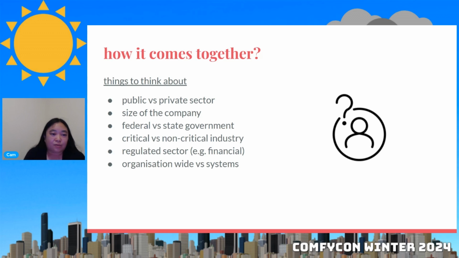So how does this all come together at the end? Things to think about. How do you know what applies to you, or what may apply to your organization or where you work? Are you public or private sector? How big is your company? Are you working in federal or state government? Are you working in a critical industry or not, or something that's regulated? And the other key thing to think about is, where are you applying GRC? Is it organization-wide? Is it system-wide?